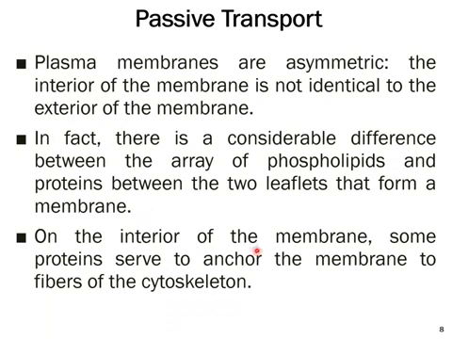On the interior of the membrane, some proteins serve to anchor the membrane to fibers of the cytoskeleton. On the inside of the cell, some proteins are necessary which hold the membrane and bind it to the fibers of the cytoskeleton. If they don't hold it, the membrane can slip or move from there. So some proteins bind the membrane to the cytoskeleton so that it keeps in place around the cell.